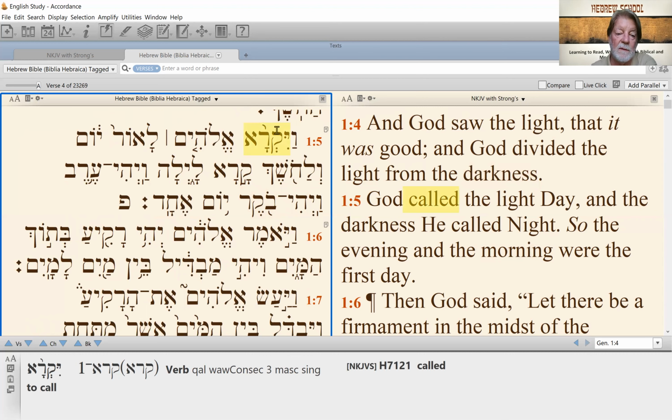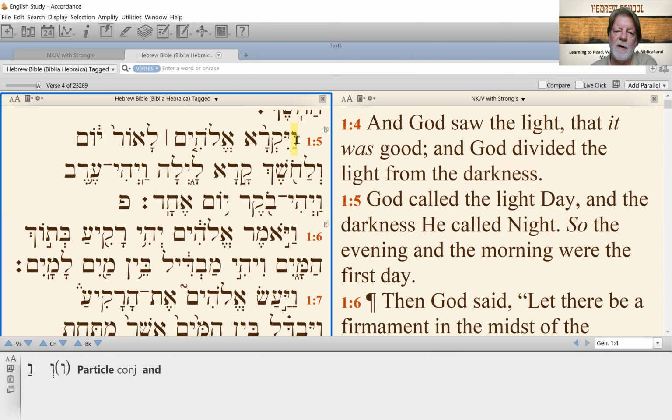Vayikra. Kara, Kuf Resh Aleph, is the Hebrew word for to call or to name something. Sometimes it also means to meet someone or connect with someone. So here's our Vav conjunction, Vayikra, and God called, Laor, he called to the light, like he called its name to it. Here's the word or, Yom. Yom is what he called it. It was the name or the label that he attached to the light.